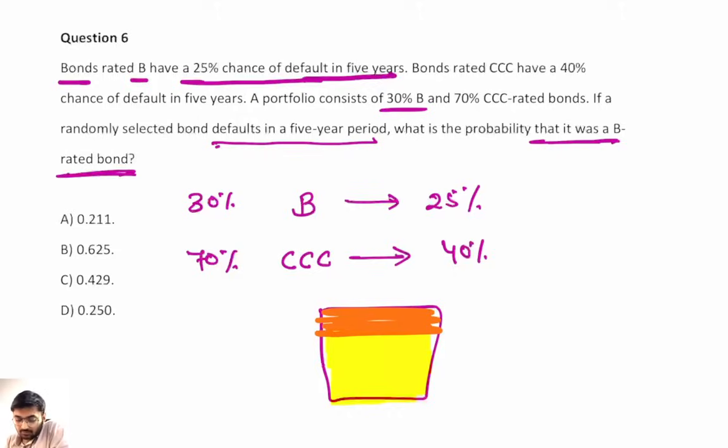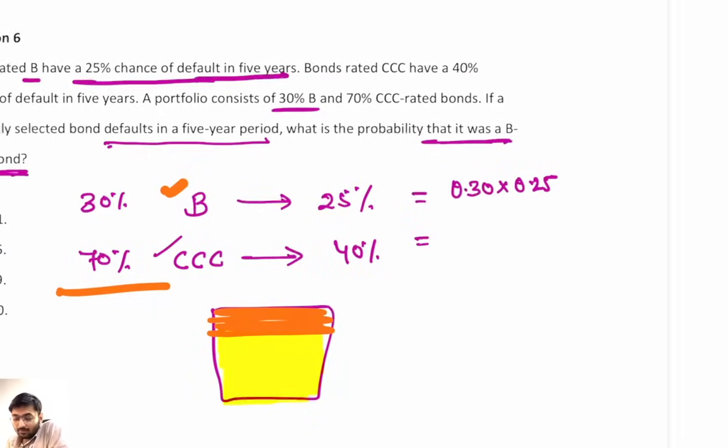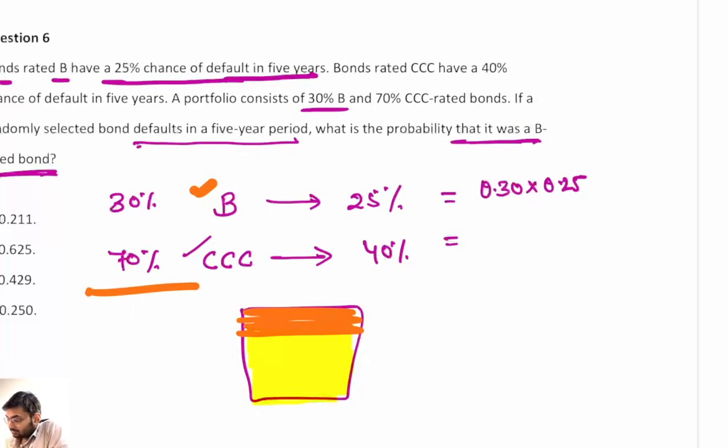I have a portfolio, clear, where 30% of my portfolio is comprised of the bond B and 70% is comprised of the bond triple C. Clear? Now, sir, I am asking what is the probability of default in my portfolio. So first, what is the probability of default for bond B? How to calculate that? Sir, 0.30 multiplied with 0.25. This will give me the probability of default for bond B. How much is it coming? 0.075. Clear?